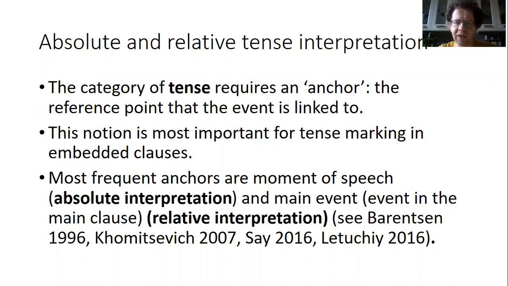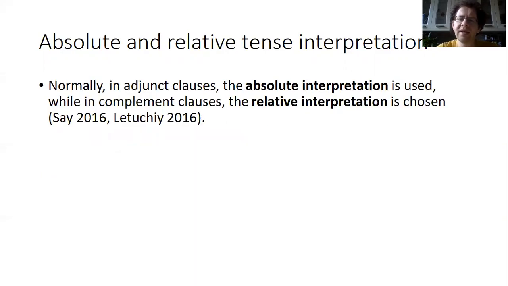In this case, we speak of absolute interpretation. Another anchor is the main event, the event in the main clause, and in this case, we speak of the relative interpretation. Here I only mean some relevant work, as for instance, Barentsen, Khomitsevich, Tsai, and also my own work. But there are many more studies that consider the problem of the choice between the absolute and relative tense marking. Normally, in Russian adjoining clauses, the absolute interpretation of tense is chosen, while in complement clauses, the relative interpretation is used.